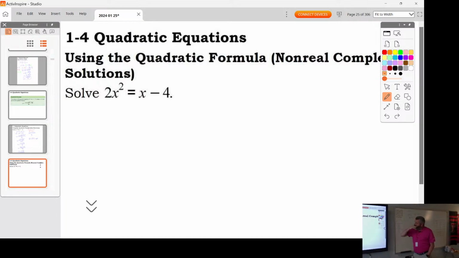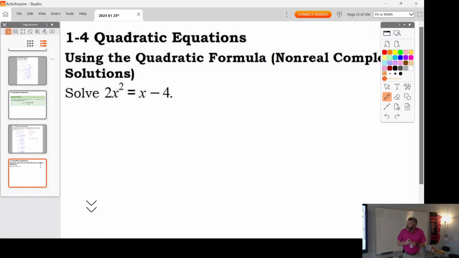Here's another one. We're going to end up with a non-real or complex solution here. If the answer is non-real or complex, what's that tell you about the answer? Imaginary. It's got eyes in it.